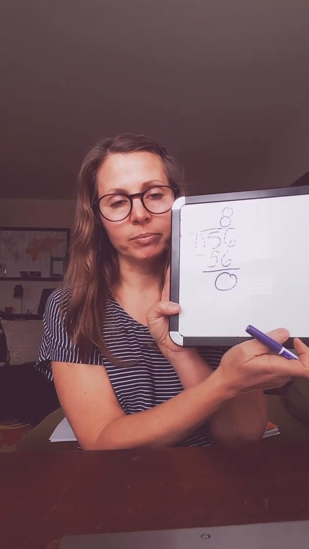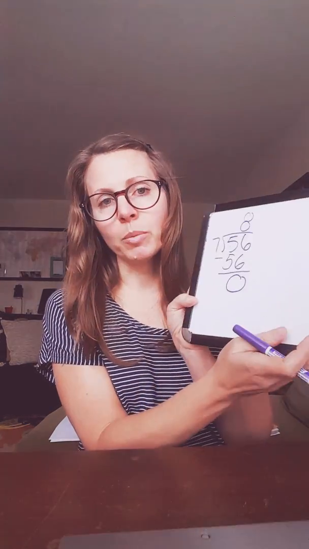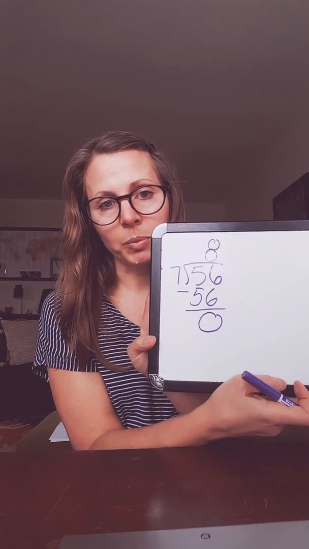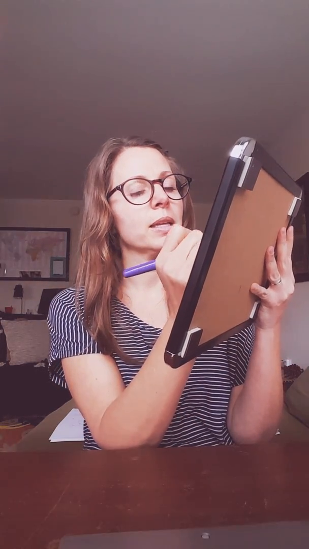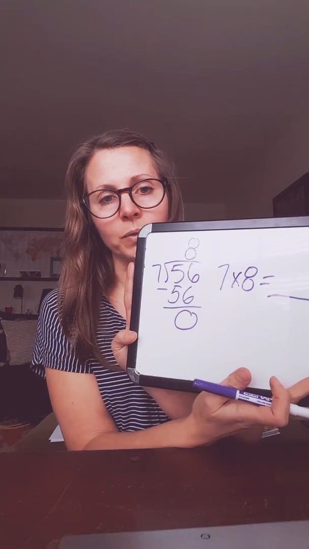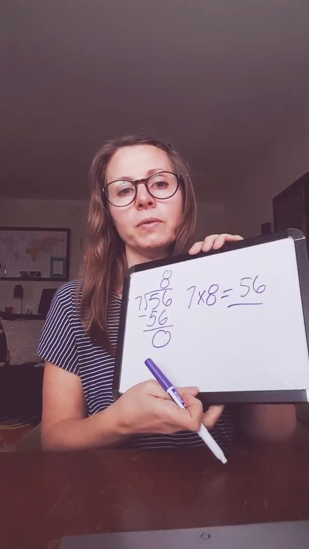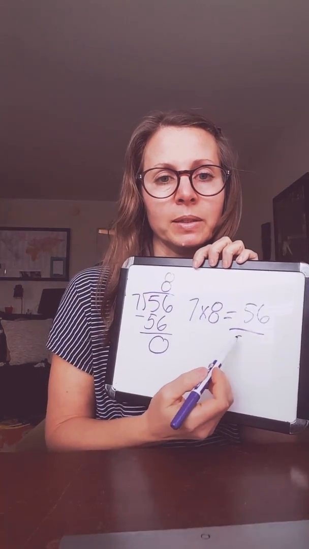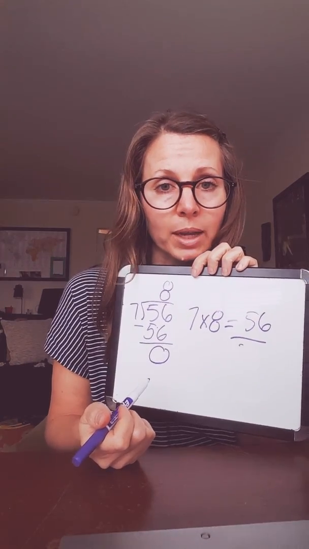Now let's check it. Let's use multiplication to check our division, okay? So what are we going to multiply? We need to multiply 7 times 8. And we know that that equals 56. The 56 matches the dividend, so we are correct. That's how you check, okay? All right, moving on. If you're not ready to move on, just pause it.